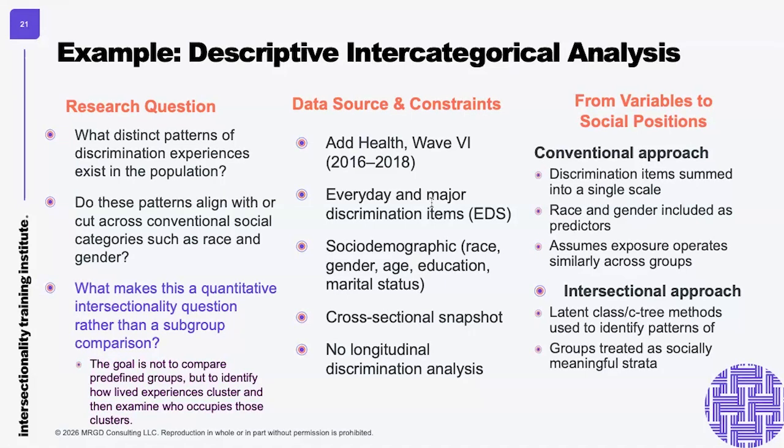And then, if we were just looking at conventional approaches, we would do some kind of summation discrimination scale, and then some kind of interaction term in a linear regression model. And then we would talk about group differences. That's not what we're doing when we're thinking more about this latent class and C-tree method. We're identifying patterns, and we're saying that these patterns and groups probably vary across these different patterns of discrimination, and we want to know how.